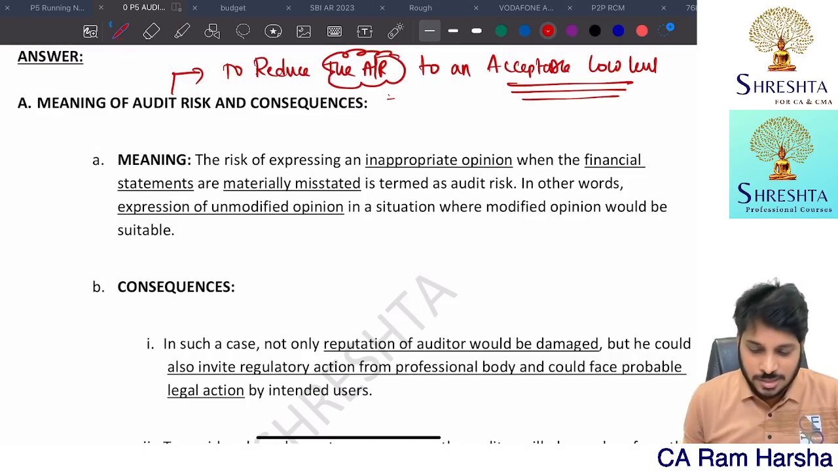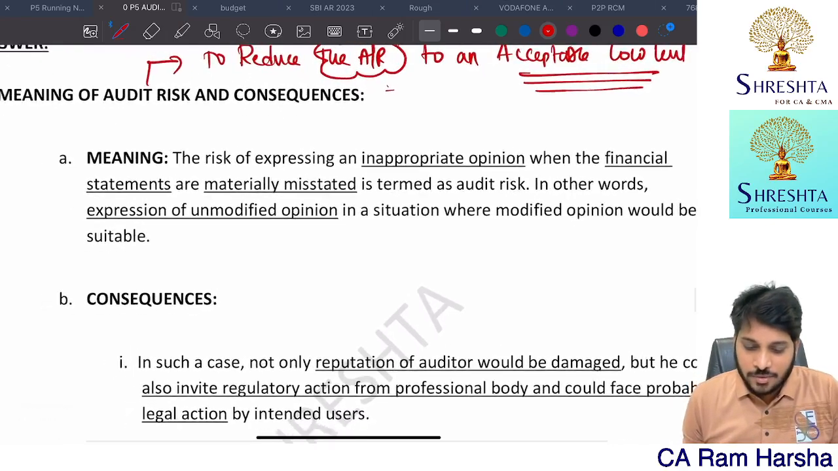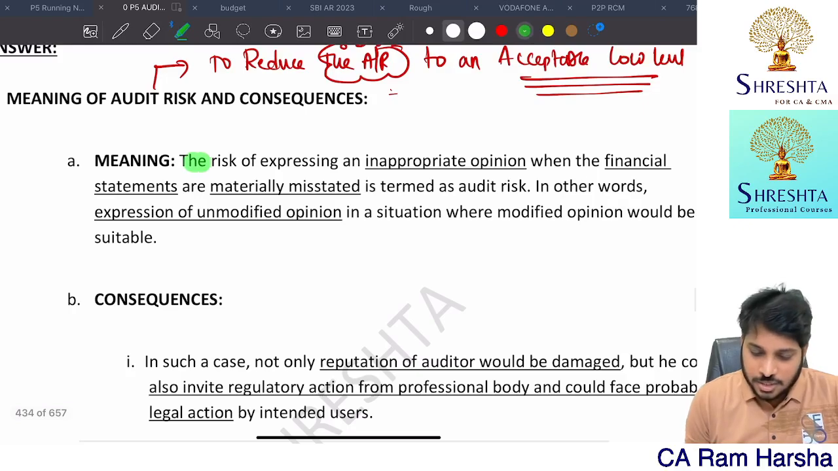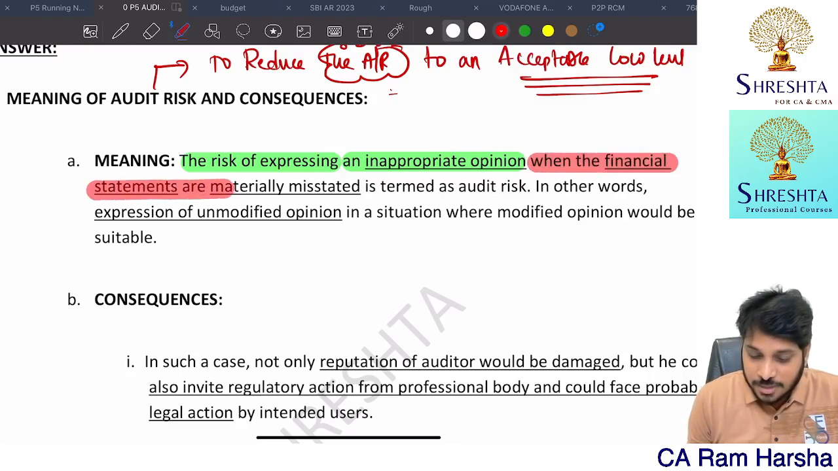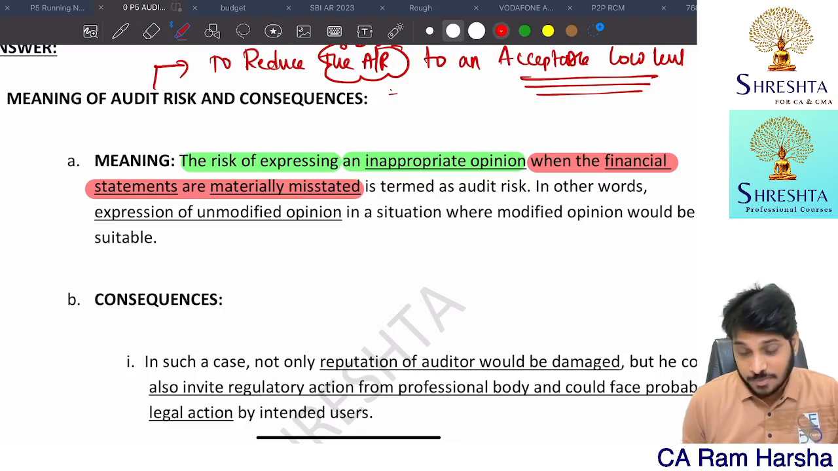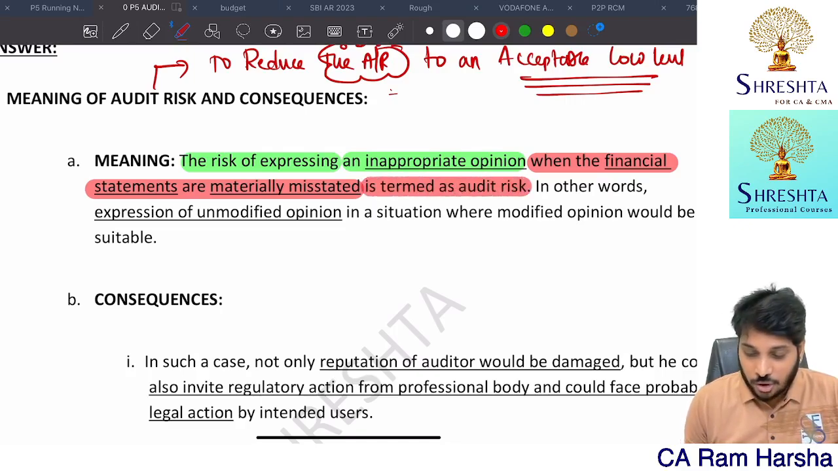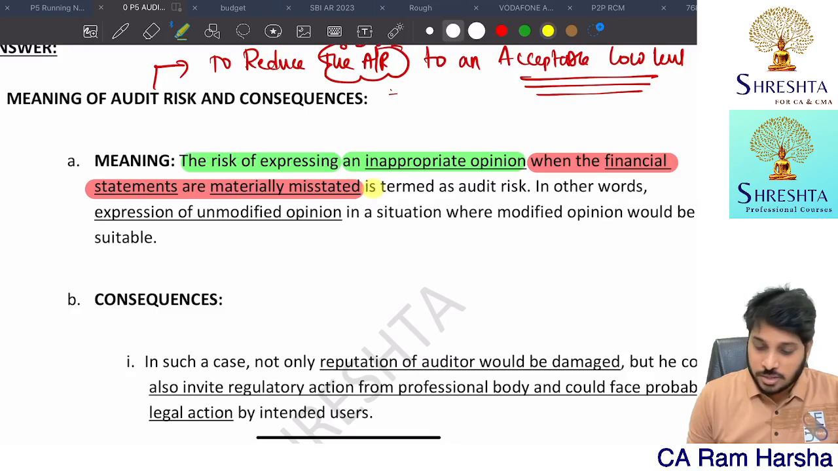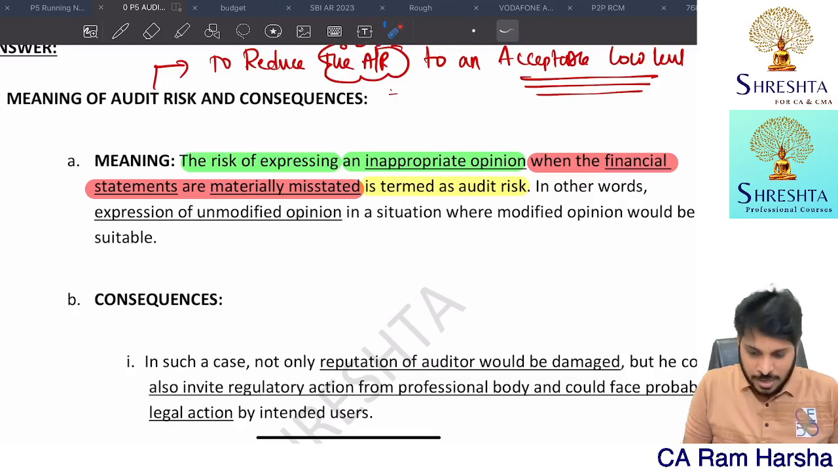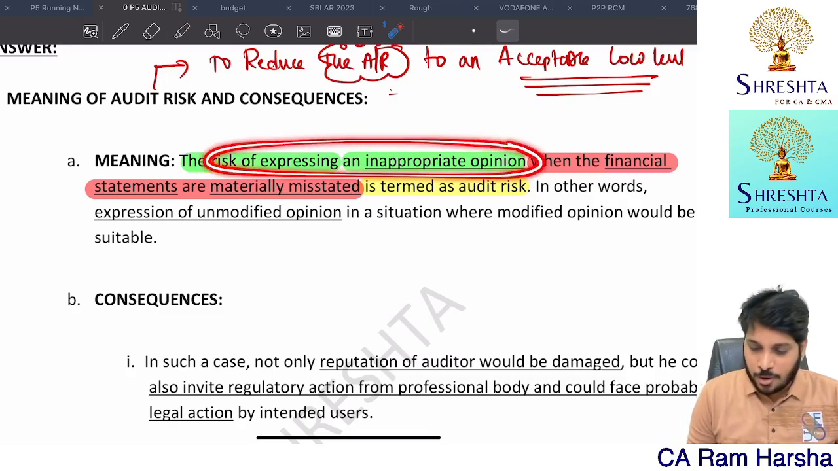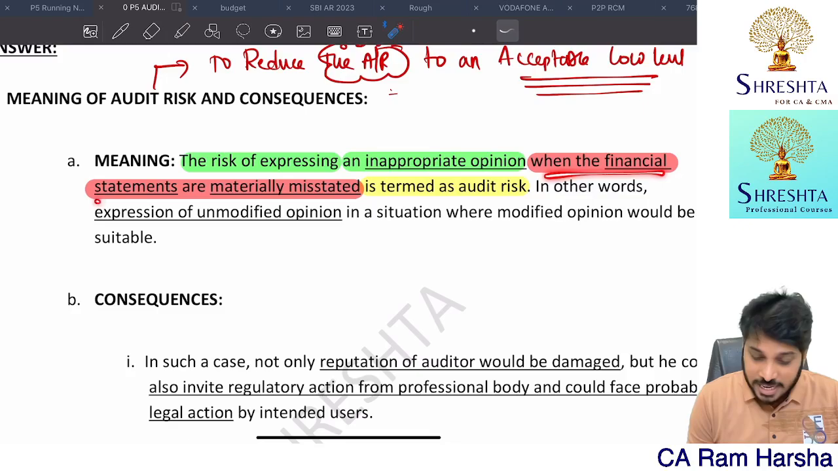What is audit risk? You see here, the meaning of audit risk. The risk of expressing an inappropriate opinion when the financial statements are materially misstated is termed as audit risk. Look at the definition carefully: risk of expressing an inappropriate opinion when the financial statements are materially misstated.